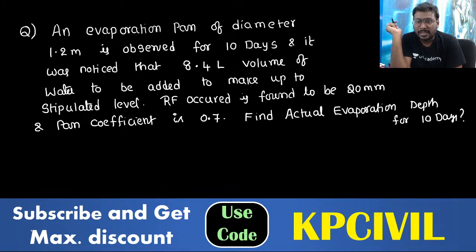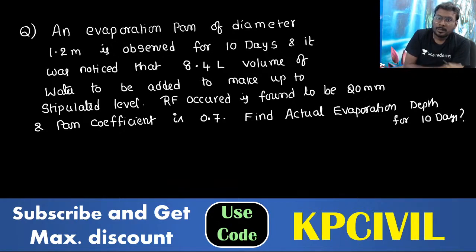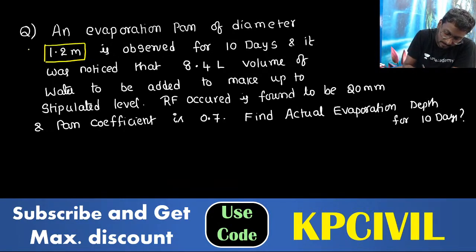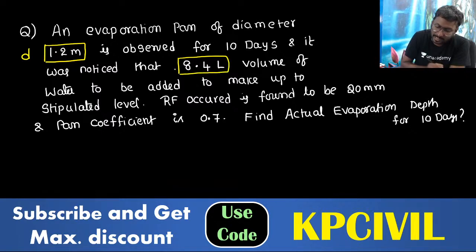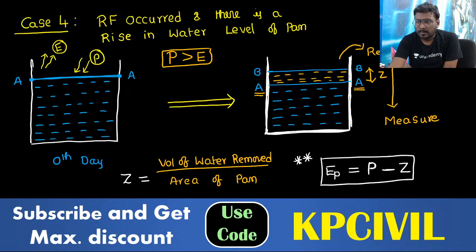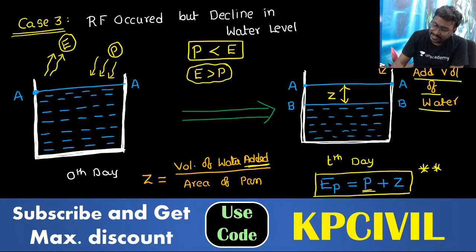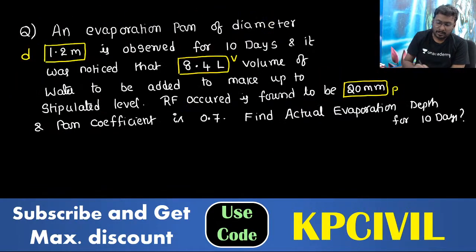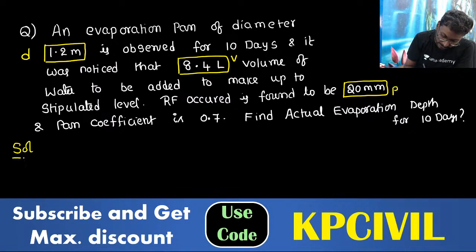So according to this question and data provided, an evaporation pan of diameter 1.2 meter, diameter D, volume of water getting added, volume V, rainfall occurred, precipitation is P. So the meaning of this, rainfall occurred and volume of water added. What condition? Case 3 only. So we are solving the question with respect to case 3.